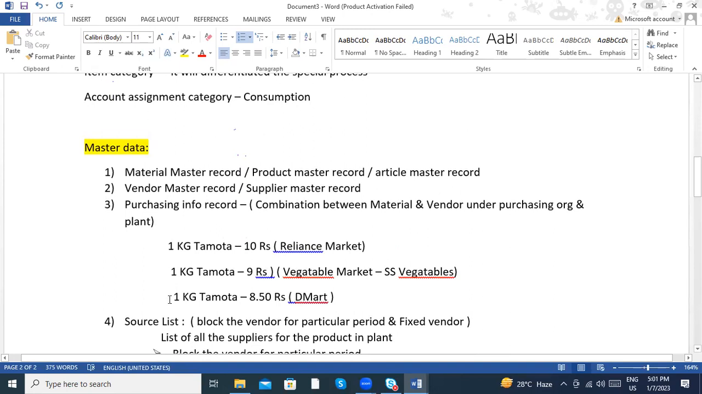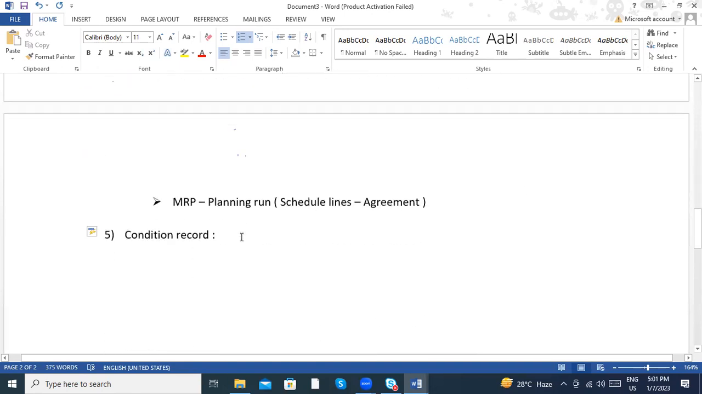For all the materials, it's very difficult because I have 10,000 products. For 10,000 products, maintaining today's cost of each product is very difficult. So we can maintain the condition record. In this condition record, we can do it at a time for multiple vendors along with the material combination. So basically, it is a pricing condition record, where we are maintaining the price of the product.